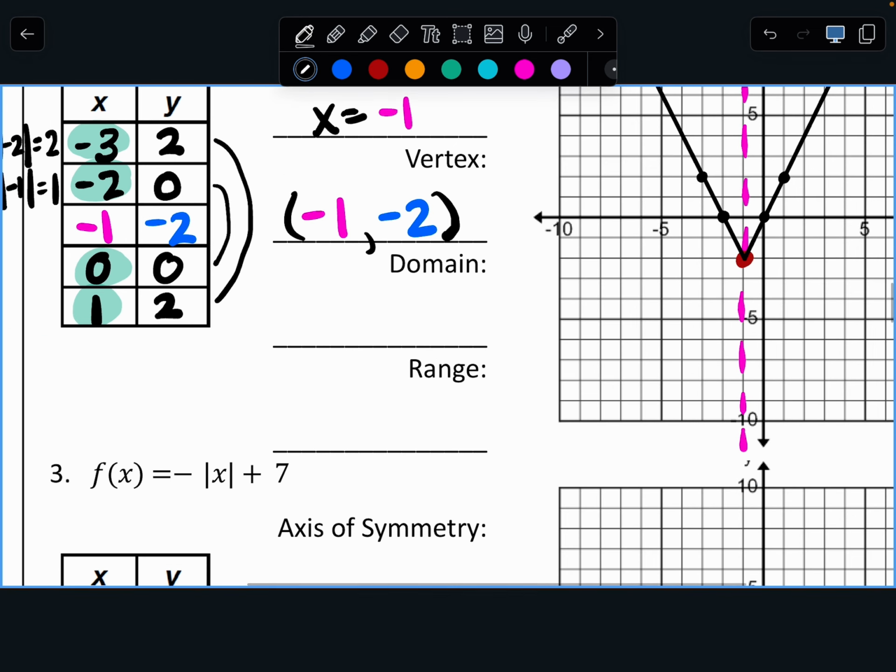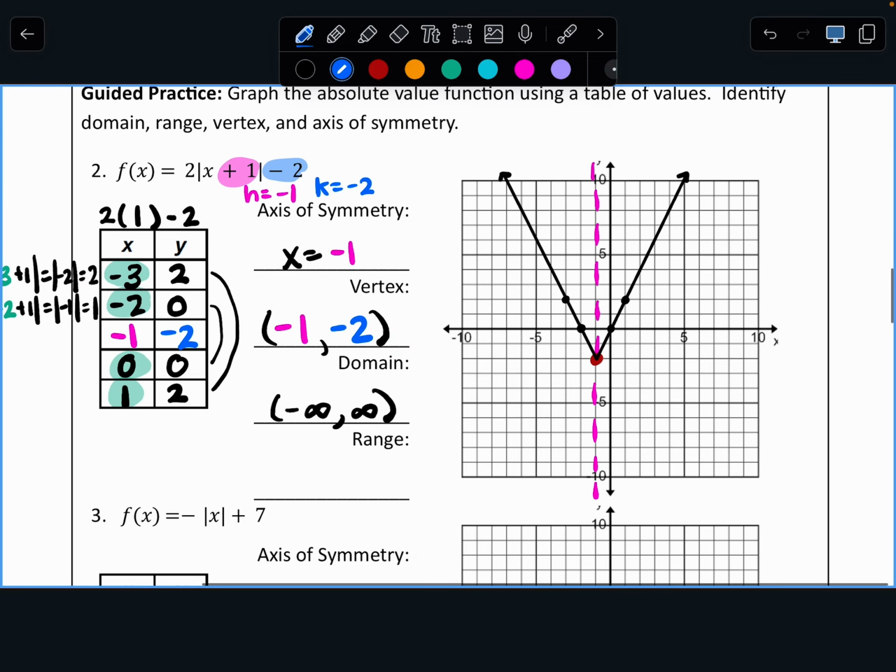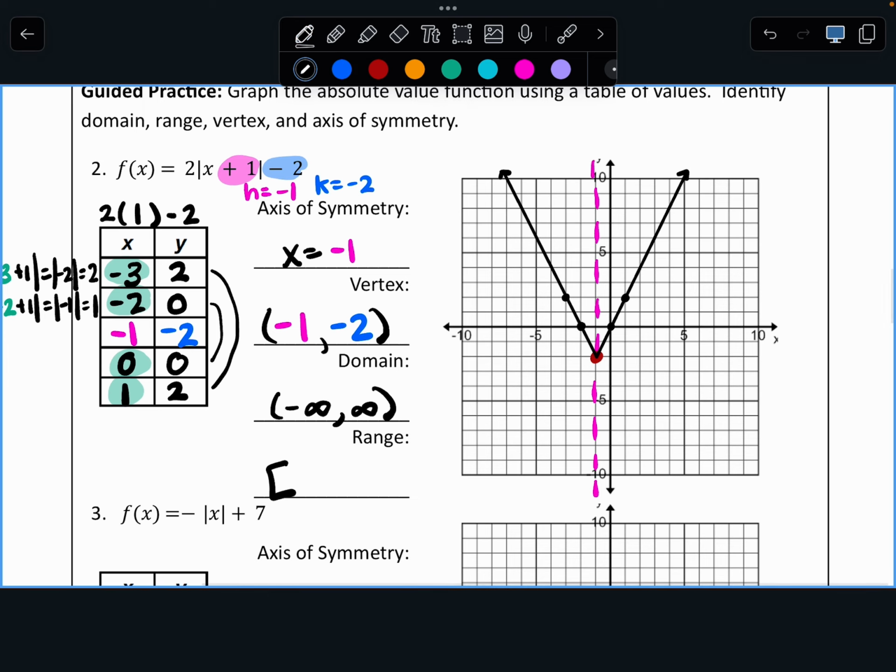The domain will always be negative infinity, positive infinity. The range, since my V shape is pointing up, the bottom of the range will be that y value, -2, to infinity.